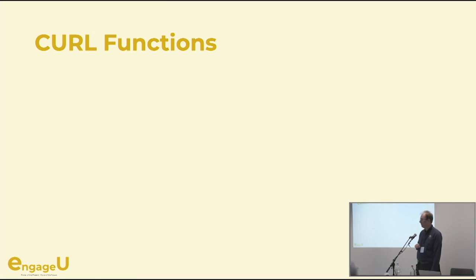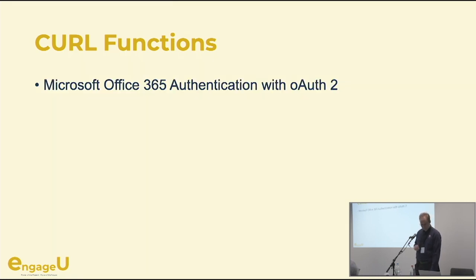Then we got curl functions. In FileMaker, you can do insert from URL, and with our plugin, you can do a lot more. For example, last year we added OAuth for Microsoft Office 365 to authenticate, because a lot of people like to send their emails over the service. So we have to authenticate to send emails, but also to receive emails with the plugin.